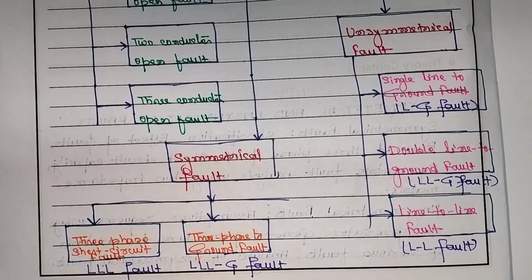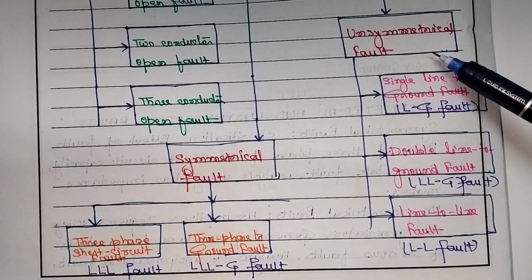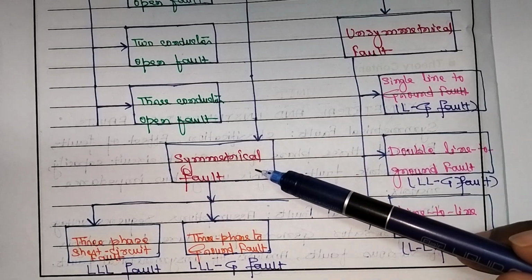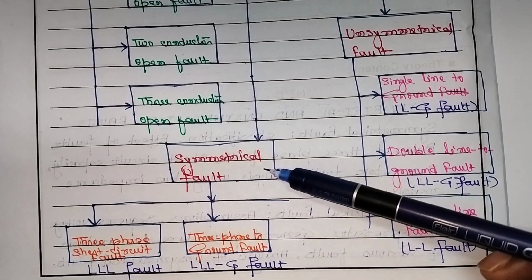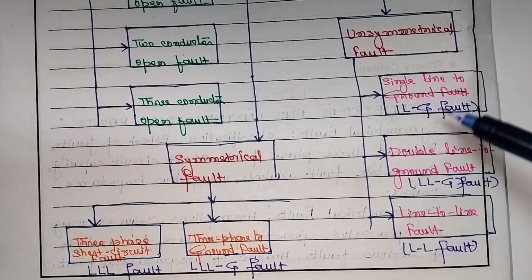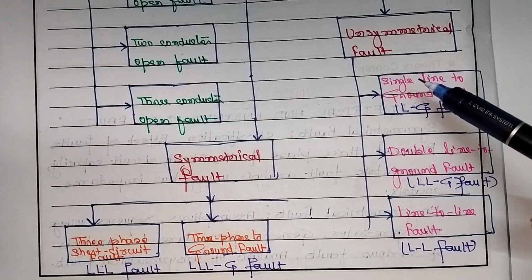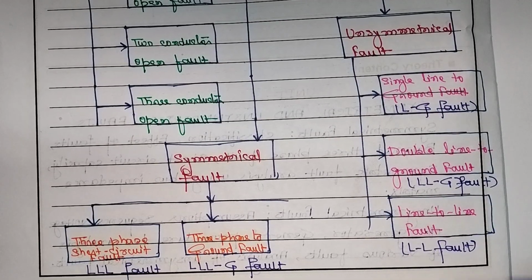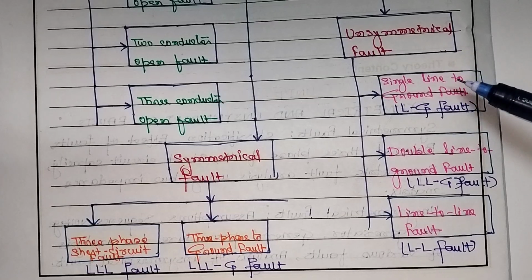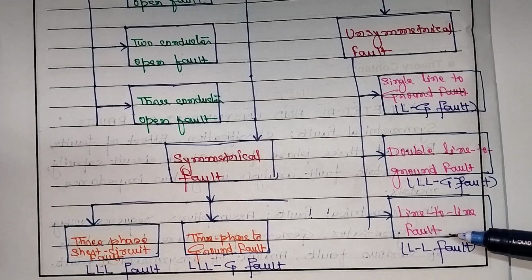Next we have the unsymmetrical faults. Symmetrical faults are less common compared to unsymmetrical faults, as I already told you. In unsymmetrical faults, the phases are not equally involved, leading to unbalanced current and voltage. The types of unsymmetrical fault are the single line to ground fault, double line to ground fault, and line to line fault.